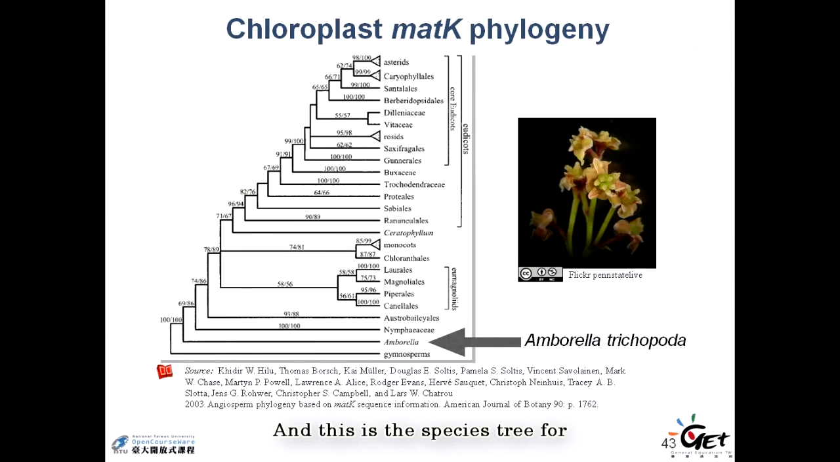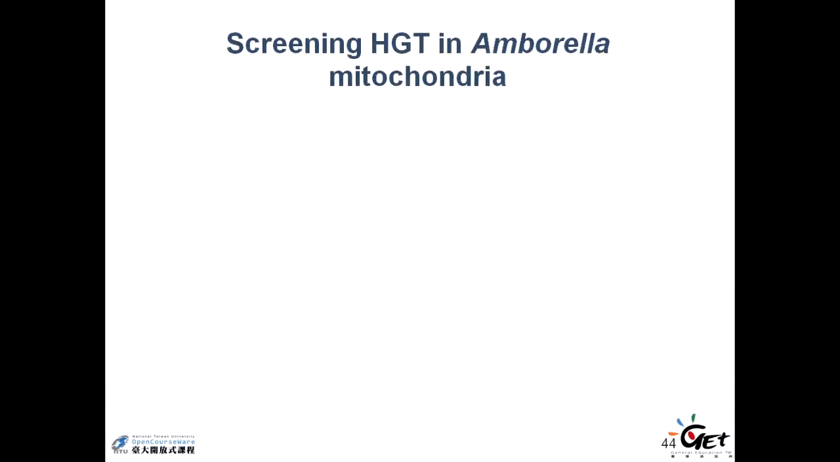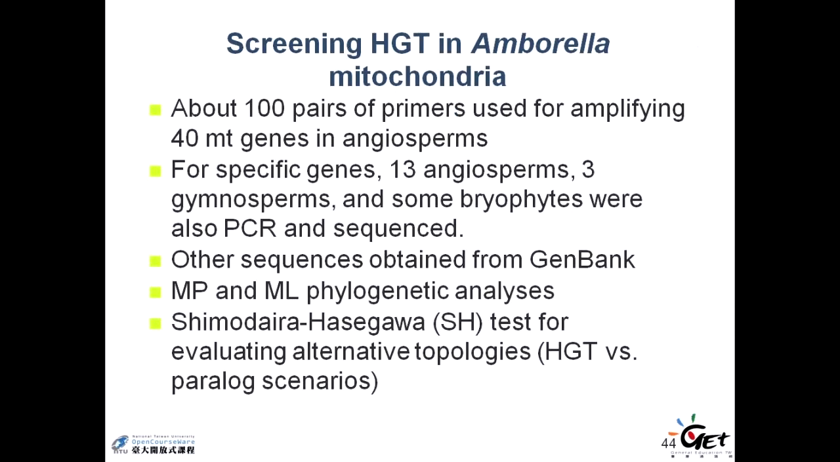And this is the species tree for Amborella in the angiosperms. It's right here. So Amborella should be the first branch. Any gene tree which places Amborella in other places would be an indication of horizontal gene transfer. So they used many primers to PCR 40 mitochondrial genes in angiosperms and also Amborella, and tried to study the gene phylogeny and compare it to the theoretically true species tree.